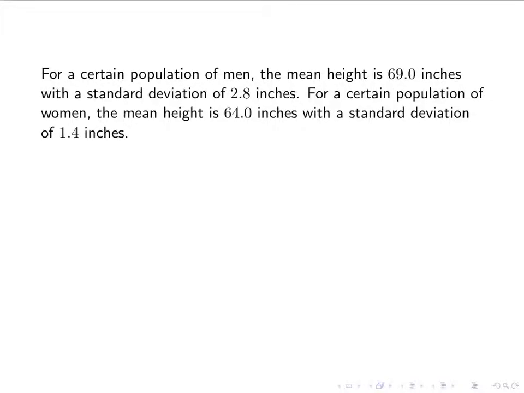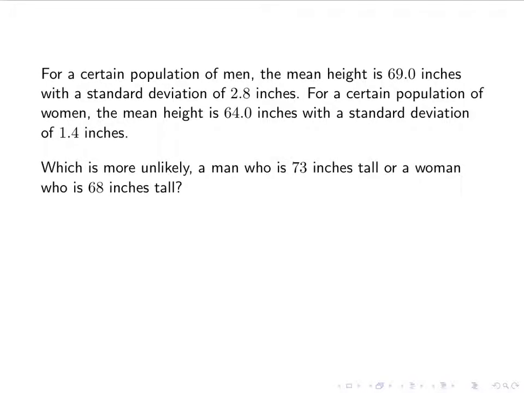So let's look at another one. For a certain population of men, the mean height is 69 inches with a standard deviation of 2.8 inches. For a certain population of women, the mean height is 64 inches with a standard deviation of 1.4 inches. Which is more unlikely, a man who is 73 inches tall or a woman who is 68 inches tall?